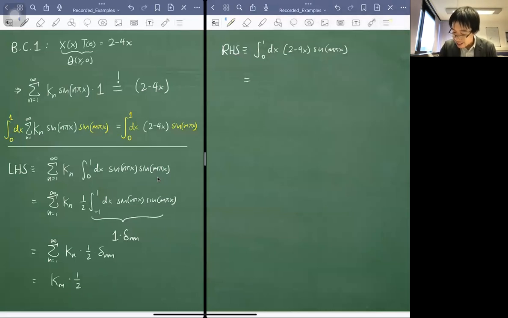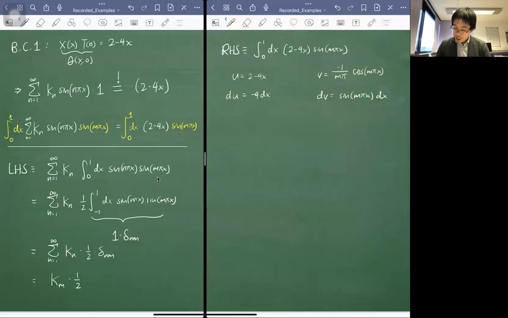So I'll just change to a slightly different color. Okay, so we can do an integration by parts. We can see if we can do this all together. If we let u equal 2 minus 4x and dv equal sine of m pi x dx, du is going to be minus 4 dx. v is going to be, integrating this, minus cosine m pi x with minus 1 over m pi in front.